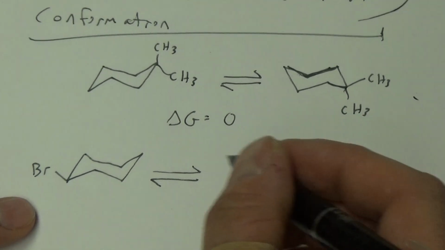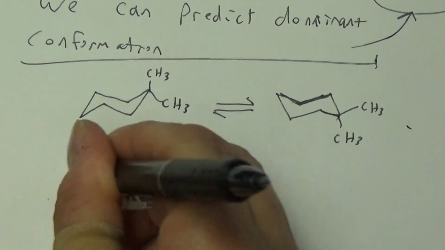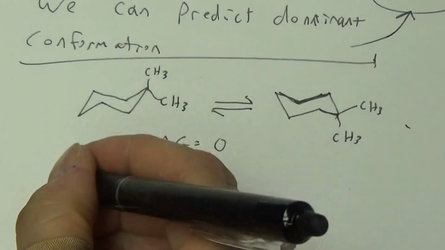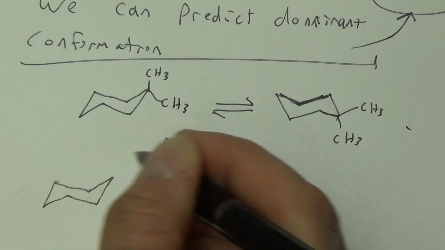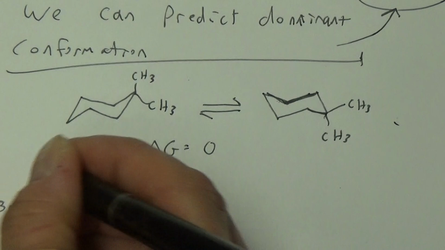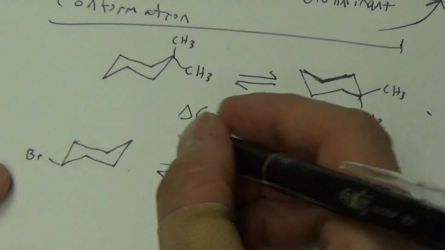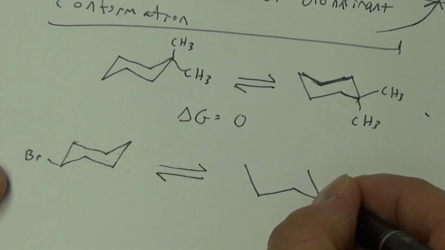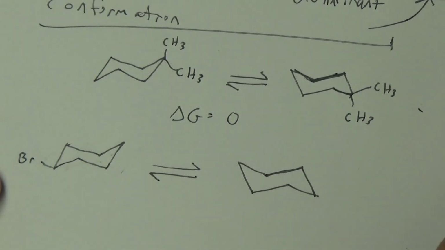What is the flipped form? Let's make this nice. Let's make the chair nicer. Okay, so there's chair bromocyclohexane. And what I'm going to do to demonstrate my technique here is draw the flip form.